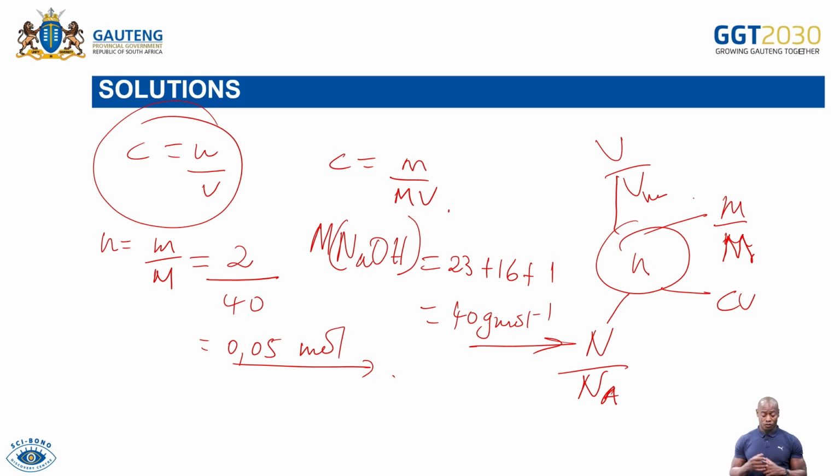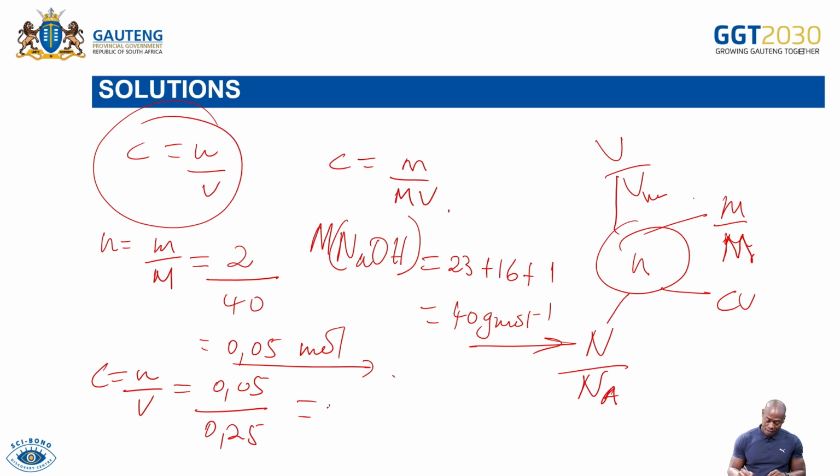Now I have the number of moles. So I can go straight to the equation C equals N over V. N is 0.05 and the volume is 250 cubic centimeters. That is the volume of the volumetric flask that was used to prepare that solution of sodium hydroxide. When it comes to this equation, we want V in cubic decimeters, so you have to convert cubic centimeters to cubic decimeters. How? You divide that 250 by 1000. So 250 divided by 1000, I'm getting 0.25. So what is 0.05 divided by 0.25?